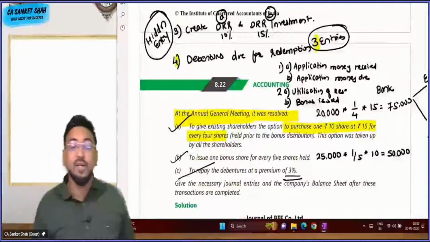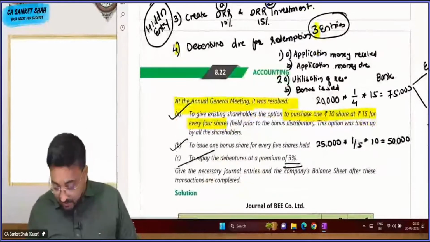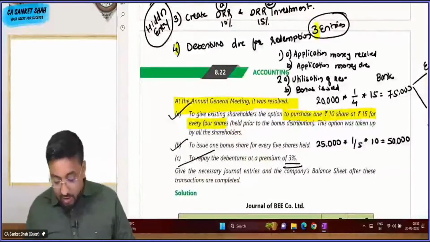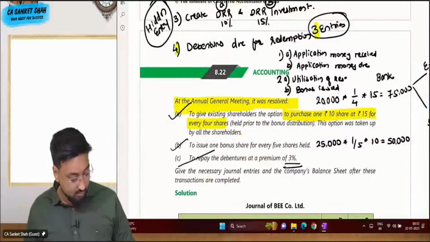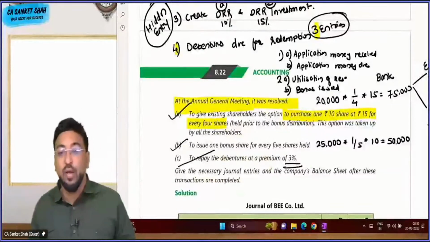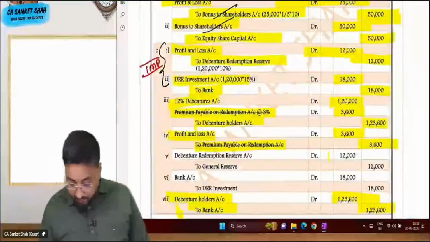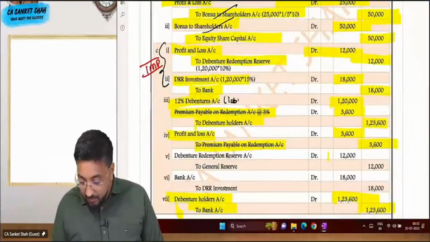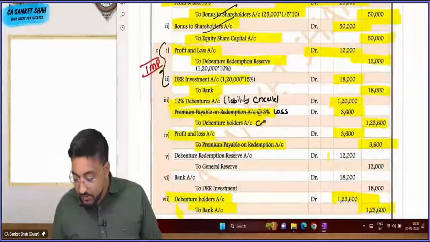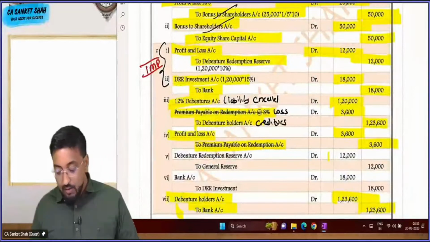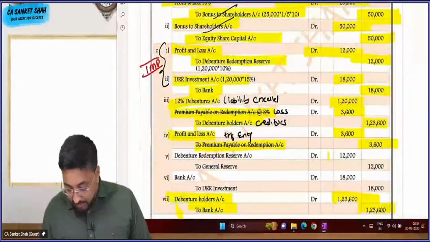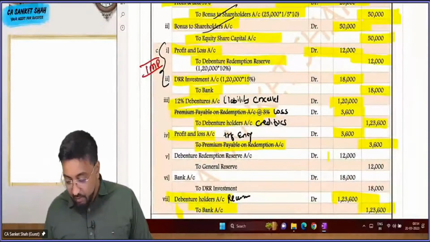First one, what is the first entry, beta? First one is very easy. Debentures account debit. Premium on redemption account debit. Debentures account debit. Liability cancelled. Premium is our loss. And debenture holders are our creditors. And then P&L account debit to premium on redemption. So transfer entry. And then debenture holders become receiver to bank.